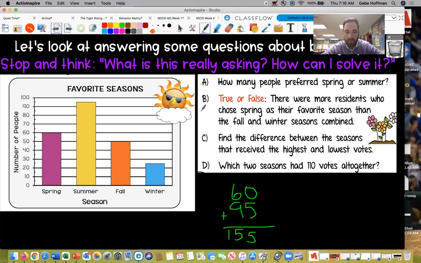I'm going to skip down to C now, and it says find the difference between the seasons that receive the highest and lowest votes. So if I'm finding the difference, I'm subtracting, right? Summer is the highest votes at 95, and the lowest number of votes was winter at 25. So I'm going to do 95 minus 25. 5 minus 5 is 0, and I'm going to have 70 people, right? So I can use those different bars to look at the data, analyze the data, and answer very specific questions about that data. That's bar graphs, right?